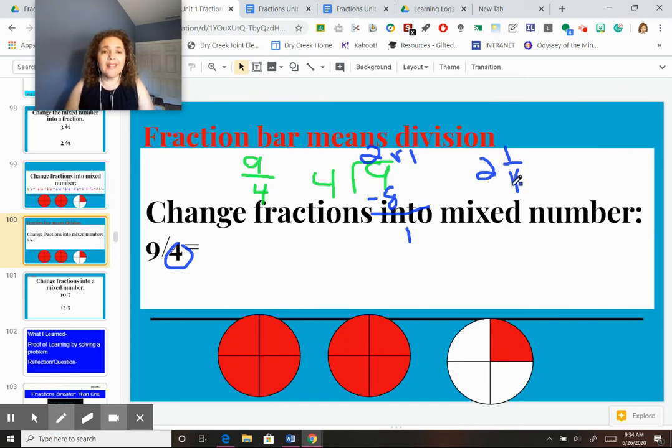Okay, so that's another way to do this. And believe it or not, this is the fastest way of doing these. It's way faster than drawing a picture, way faster than breaking it apart. So we're going to try some, okay?